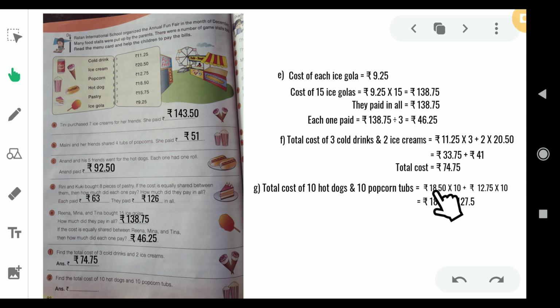Next thing is that when you multiply these two, you will get the product as 185 rupees, and when you multiply these two, you will get this product, and when you add these two prices, the sum will be 312 rupees 50 paise. So this is the total cost of 10 hot dogs and 10 popcorn tubs, and that can be written in the blank.